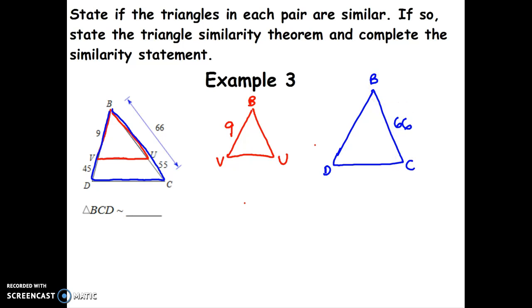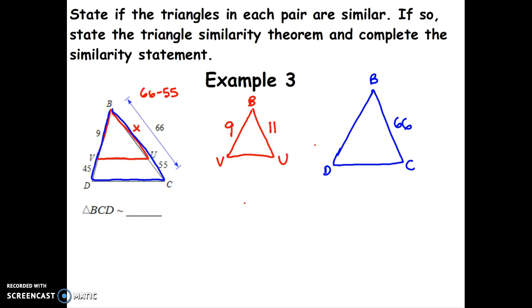Now we need to see what else we can find. We don't have an angle measure for either of the bottoms. Let's see if we can figure out what this side is, BU. How would we figure out what BU equals? If the entire side is 66, part of the side is 55, then in order to figure this out, we would have to do 66 minus 55. Does that make sense to everyone? And then that will give us 11.